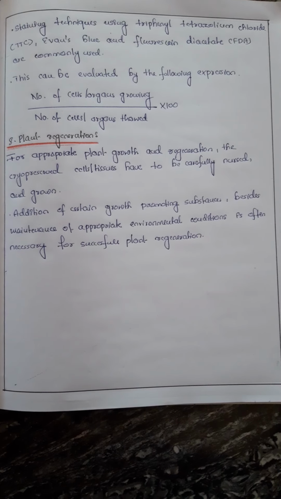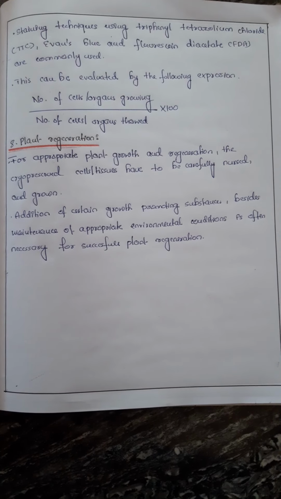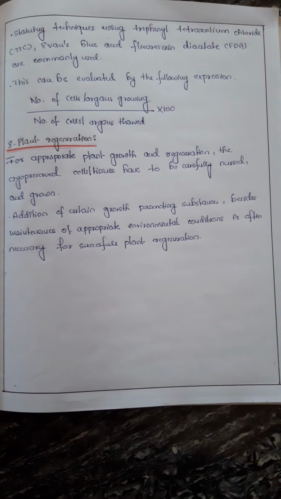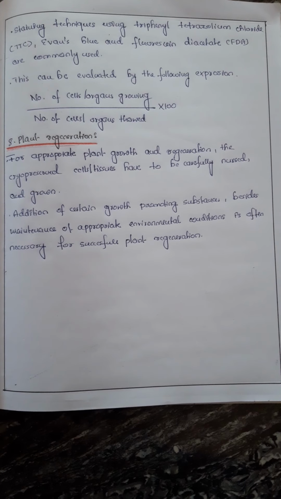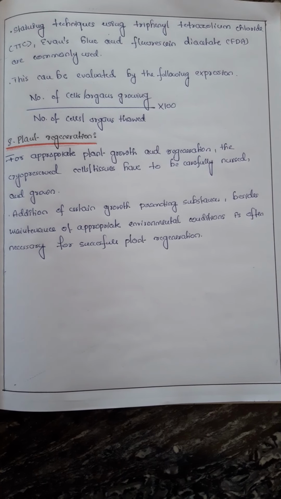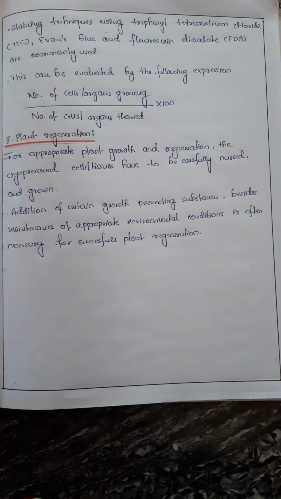Last one is plant regeneration. For appropriate plant growth and regeneration, the cryopreserved cells or tissues have to be carefully nursed and grown. Addition of certain growth promoting substances besides maintenance of appropriate environmental conditions is often necessary for successful plant regeneration.